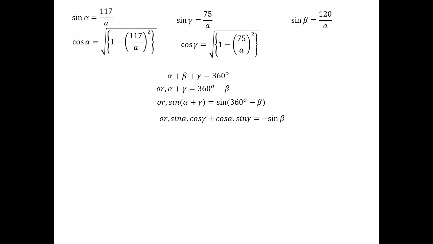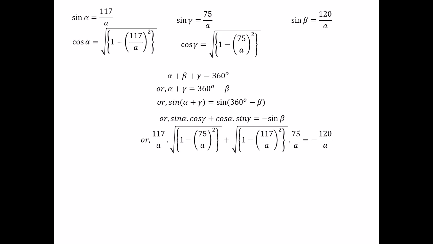Now here we don't have the required value, that's why we have to find the value of cos beta. Sine alpha cos gamma plus cos alpha sine gamma is equal to minus sine beta. Now substituting the values from all of the above, we get 117 upon a. Now simplifying, we get 117 upon a, square root of a square minus n square.